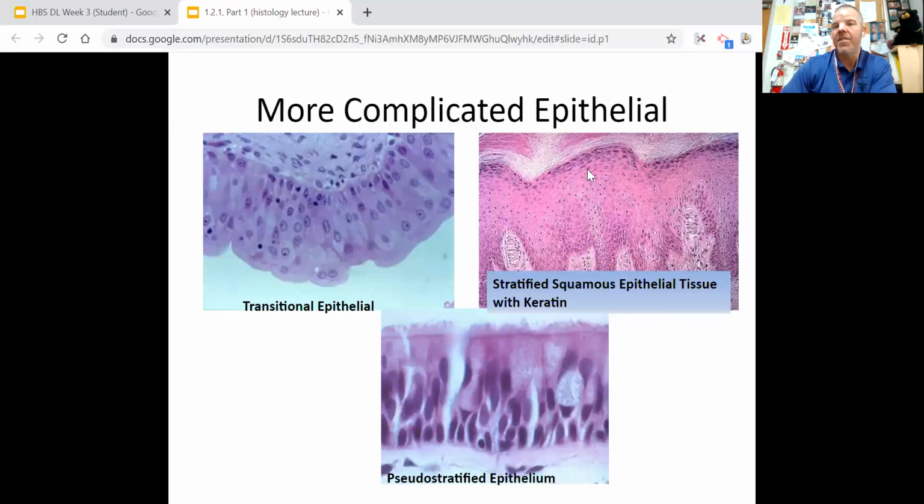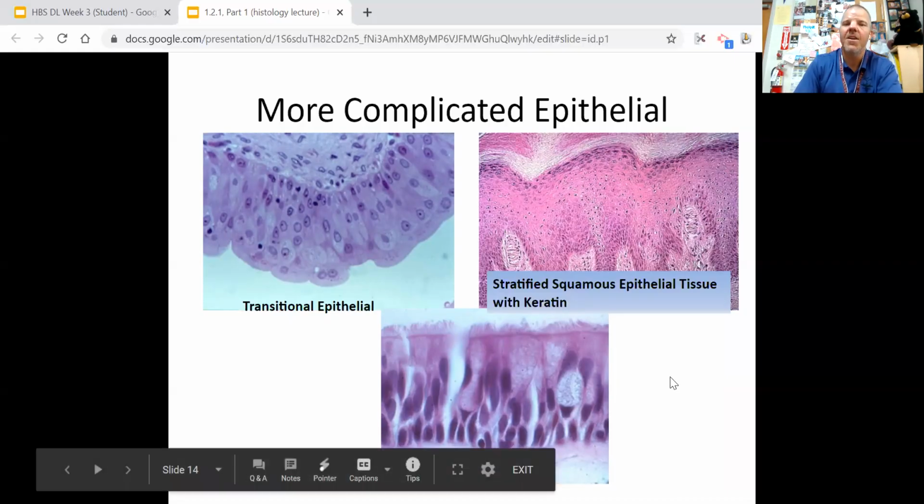This one here is a mouthful. It's called stratified squamous epithelial tissue with keratin, or sometimes we say keratinized stratified squamous epithelial tissue. And you see there's lots of squish looking cells up here, and then this layer of white way up here. What that is actually is dead cells that have been filled with a waxy substance called keratin. Keratin is the same substance in your fingernails. It's kind of a waterproofing waxy substance. And so this is really good for the outer surfaces of things like your skin for protection and waterproofing.